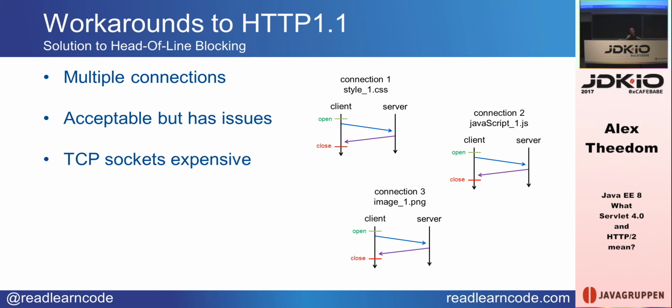And the real issue with this is that TCP connections are expensive. Every time you create a connection, it costs time, it costs effort, it costs resources. Ideally, what you really want is one single connection, and you do everything over one single connection. That would be the most efficient use of the TCP sockets.